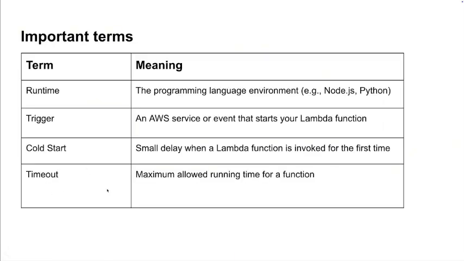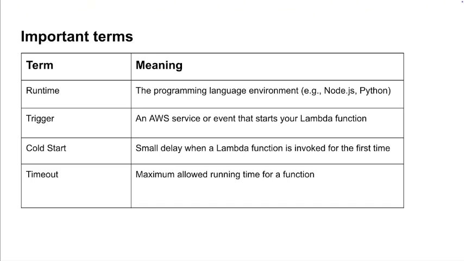So these are important terms when it comes to Lambda. When you hear runtime, it's the programming language environment. Trigger is an AWS service or event that starts your Lambda function. Cold start is a small delay when a Lambda function is invoked for the first time.